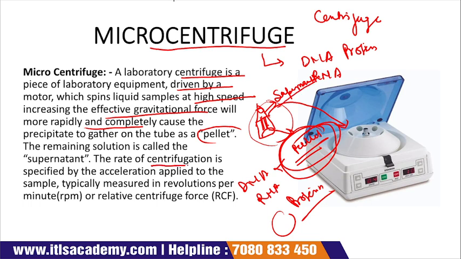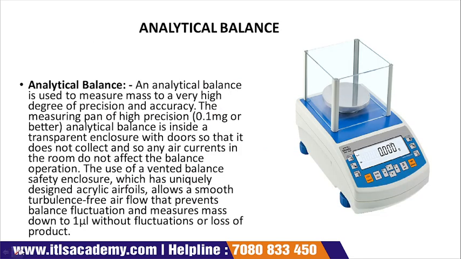The rate of centrifugation is specified by the acceleration applied to the sample. The rate of centrifugation is directly proportional to the applied acceleration. If the speed is very high, then the separation rate will also be high, and it is typically measured in RPM, that is revolutions per minute, or relative centrifugal force. This is all about the microcentrifuge.